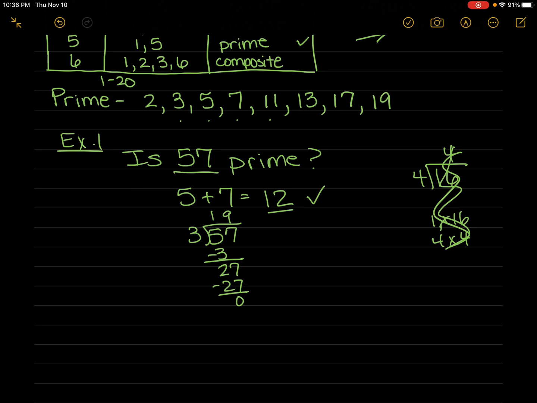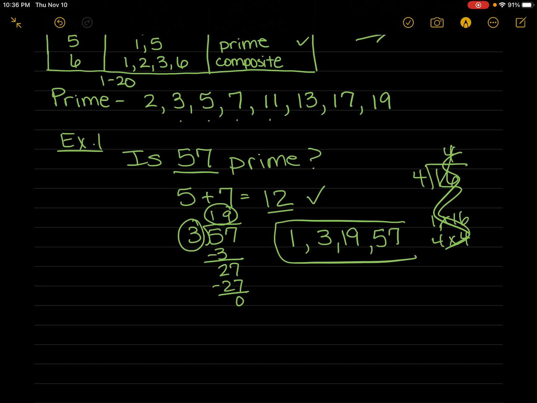So 57 has factors of 1 and 57, but it also has 3 and 19 as its factors. So it has 4 factors. These are its factors. So the answer to my question, is 57 prime, is no.